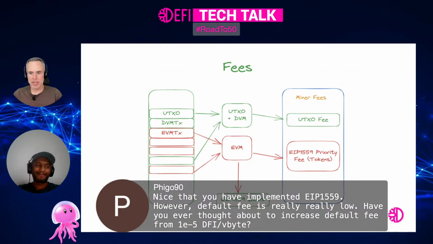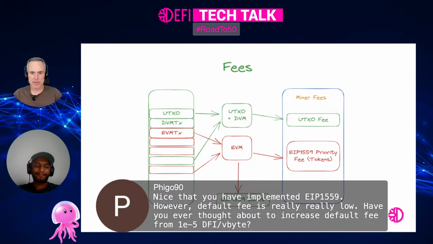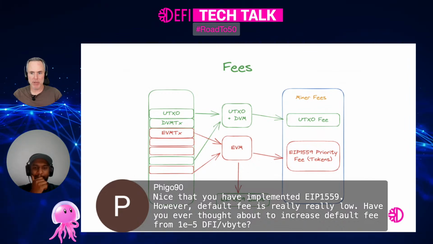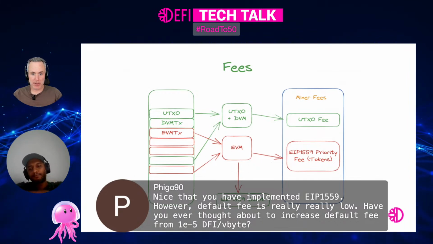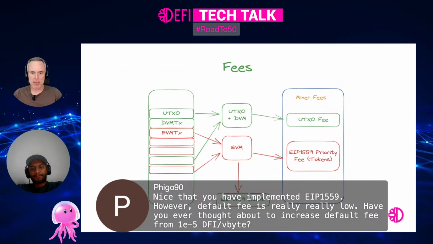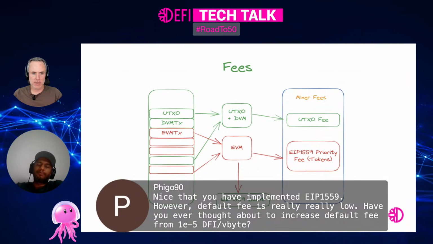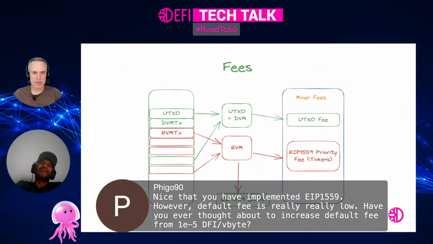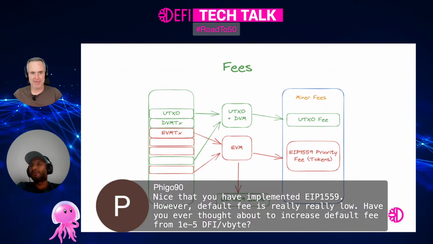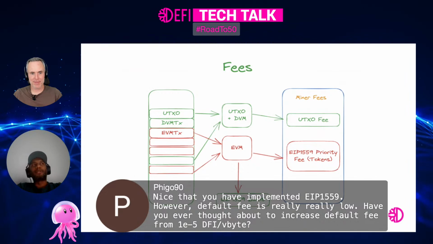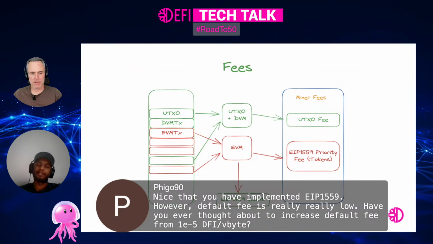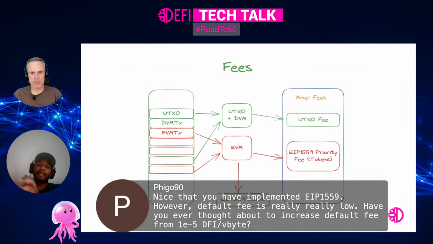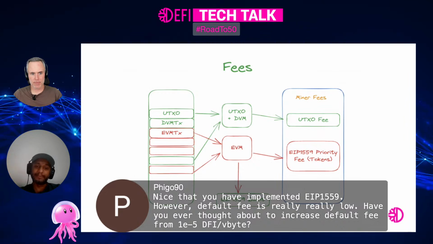Great. There is a question related to this from Figo. He said, however, the default fee is really, really low. Have you ever thought about increasing the default fee from 1 E-minus-5 to 10 E-minus-5 DFI per vbyte? So it looks very low, yeah, and particularly on testnet as well, right? I do not know if testnet is a good gauge of it. The EVM fee is scaled based on the operations that you perform, so all the opcodes that you end up using in EVM, and that scaling is now set exactly as Ethereum scaling.